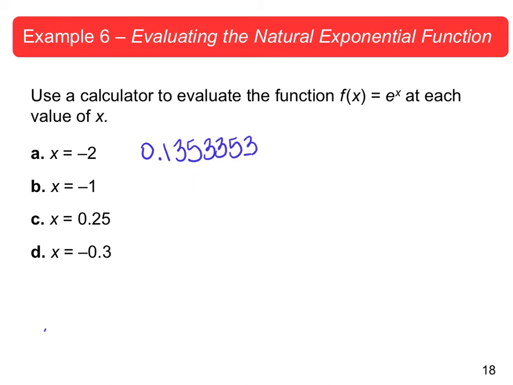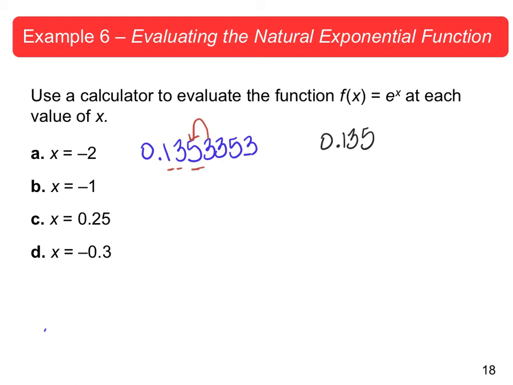Let me make sure I've got that written down. 0.1353353. We're going to round to the third digit, so I've got 1, 2, 3. I look at this 3. This 3 tells my 5 to stay where it is. So my final answer when rounding to the third decimal place is 0.135.